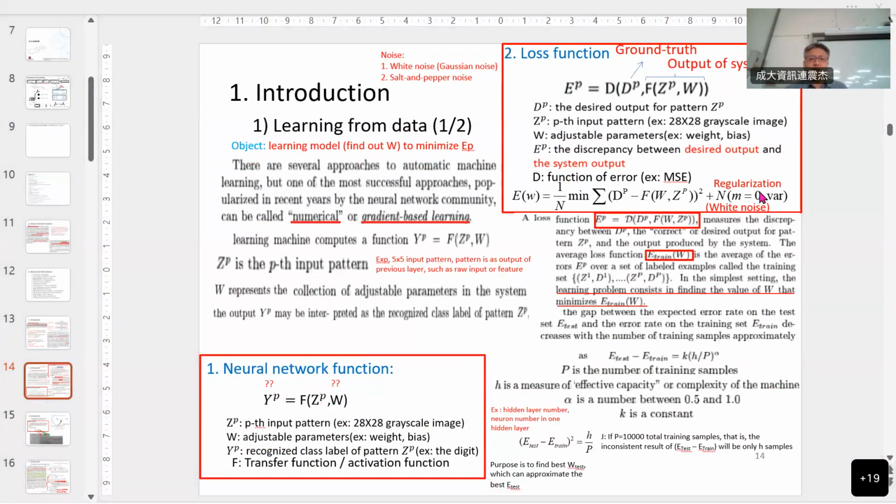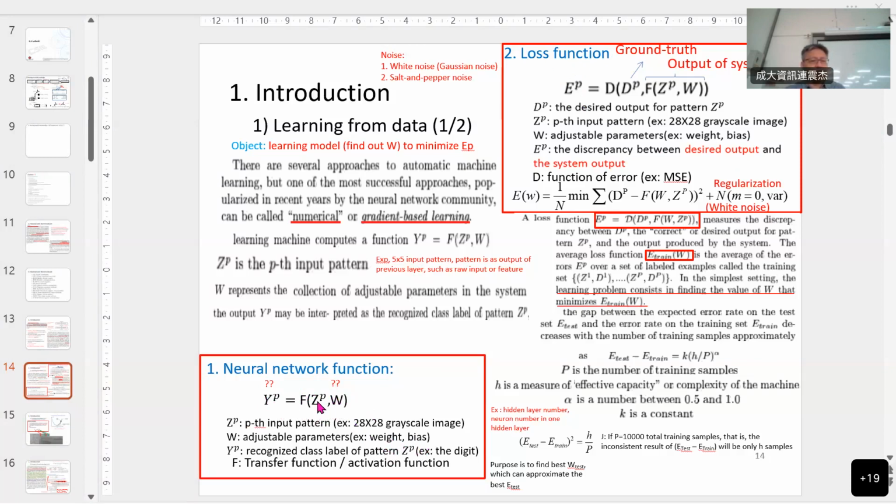Okay. So in our case, this is the output. This is the loss function. And then Y is the output. F is the entire activation function. W is the parameters we want to learn. W includes the weight and the bias. So we don't know W. And we know the input data Z.